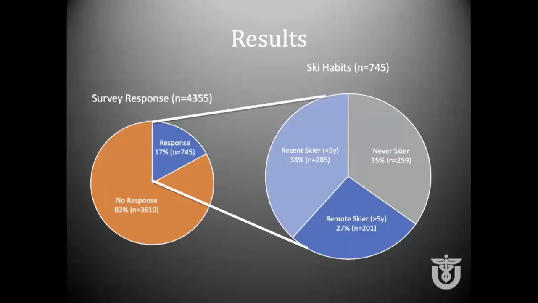So as far as our results, we sent out a little over 4,000 surveys. We got a 17% response rate. That's 745 patients. We split into about thirds as far as never skiers, recent skiers, and remote skiers. And so from here on out, I'll talk about recent and remote being greater than or less than 5 years. So just know that.